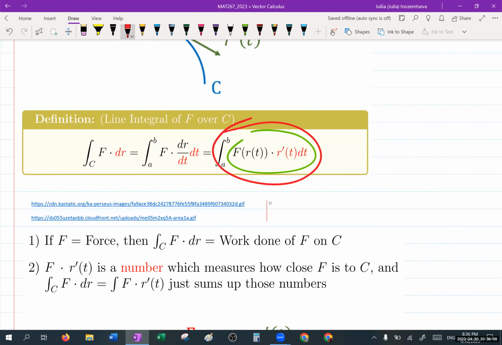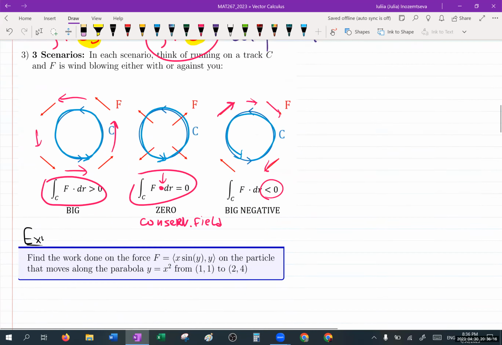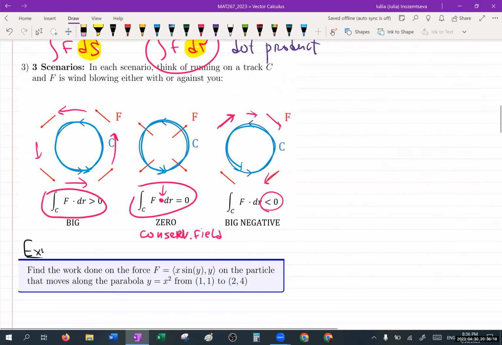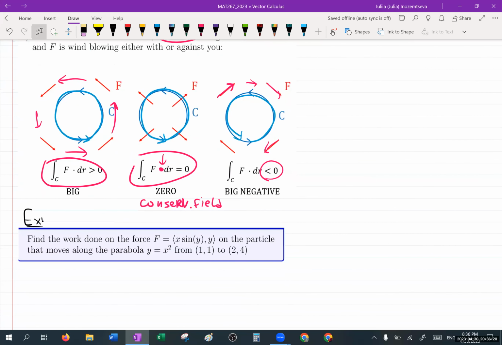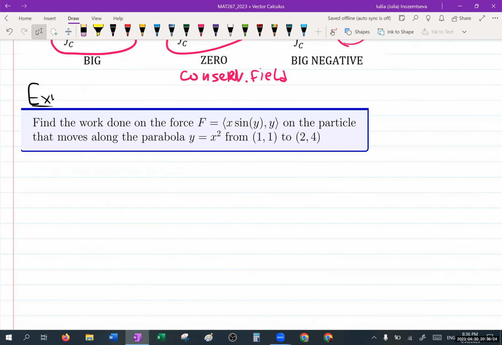So we already covered that right now. See, ta-da! Line integrals, F times r prime. We covered that. I think I covered everything. Yeah, here's what I just said. Big negative or big positive. Oh, and the work done. So we just covered that. Actually, this is the example I just covered. The parabola one.